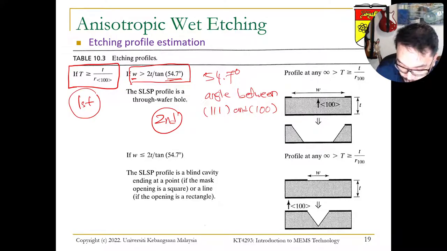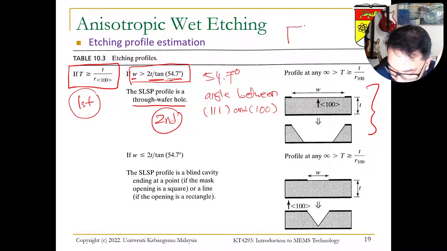So if W is bigger than 2T over tangent 54.7, then we know that our SLSP is a true wafer hole. What does it mean? It means that in this situation, remember when we are looking at the side of the window, if you look at it from the top, if it's a rectangle, W is the shortest side. If the shortest one is big enough and it is bigger than 2T over tangent 54.7, then we know it is a true wafer hole.